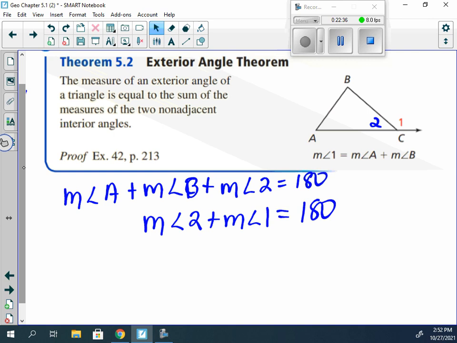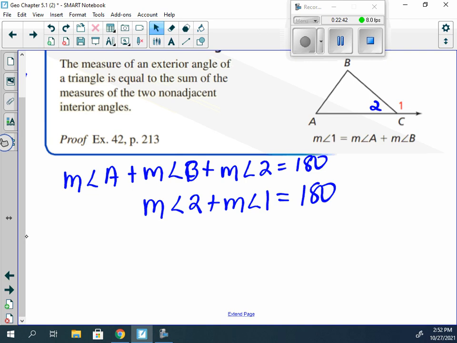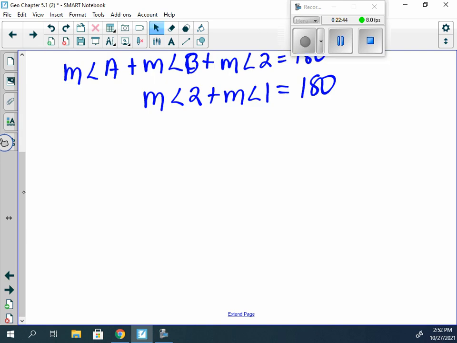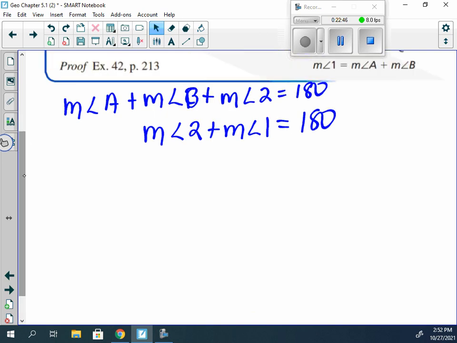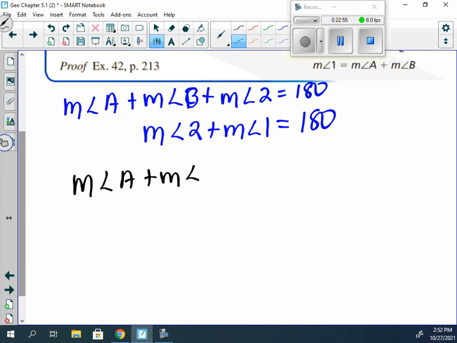So the sum of the interior angles is 180. The sum of angle 1 and 2 is also 180, yes? So could we set these two equal to each other? Because they're both equal to 180. So that means I could say that the measure of angle A plus the measure of angle B plus the measure of angle 2 is really equal to the measure of angle 2 plus the measure of angle 1.